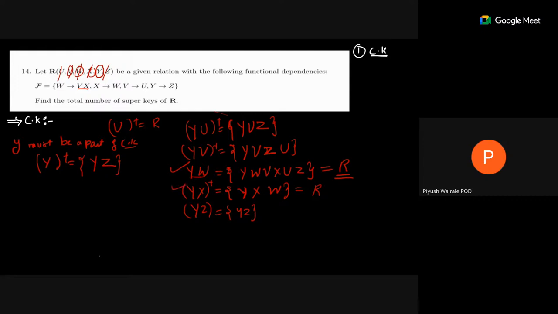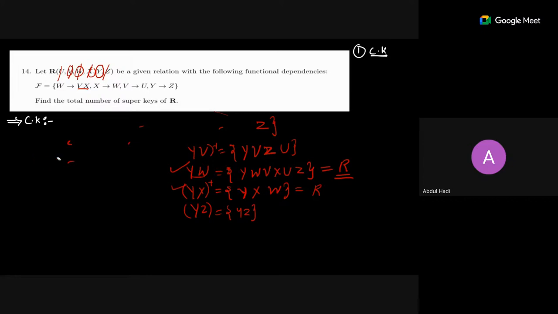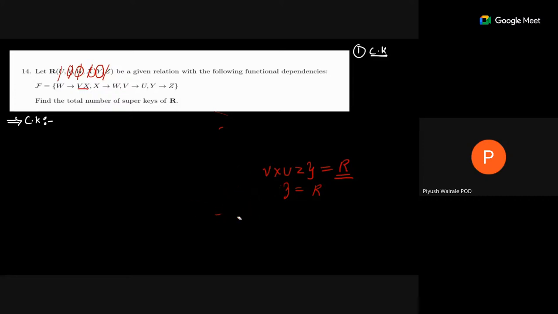Any doubt up till now? Anyone? No, sir. Okay. So we have two keys. So there are two candidate keys, YW and YX. Then how to find out super keys here?